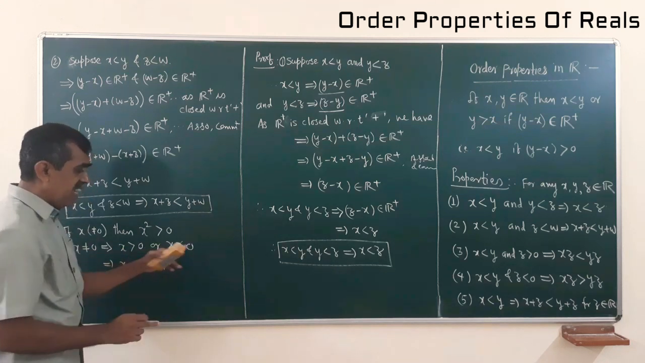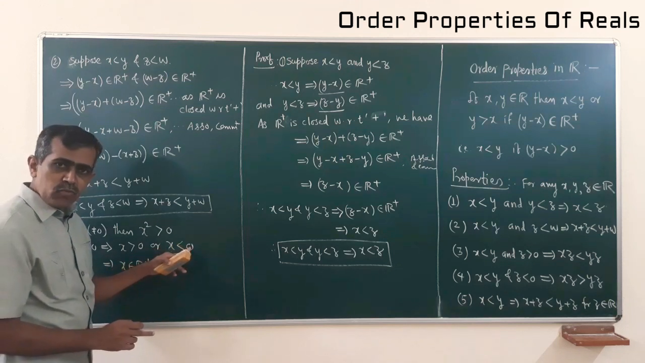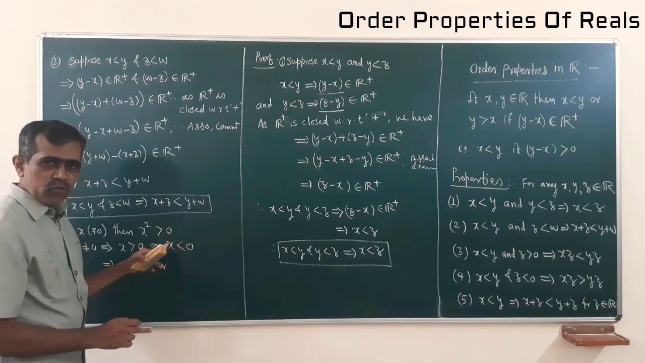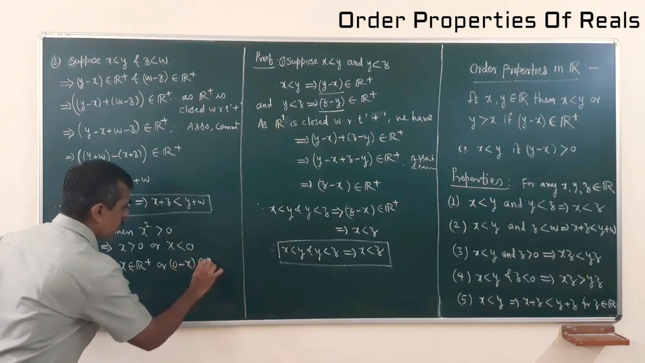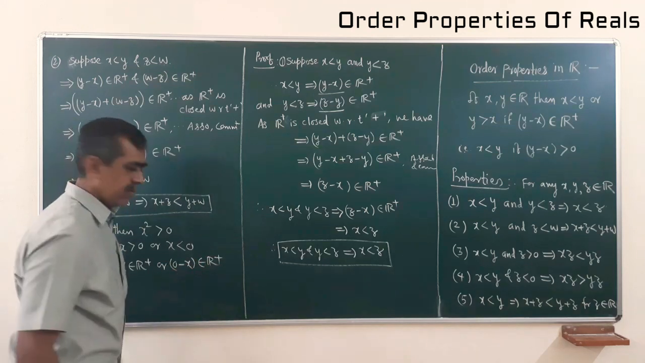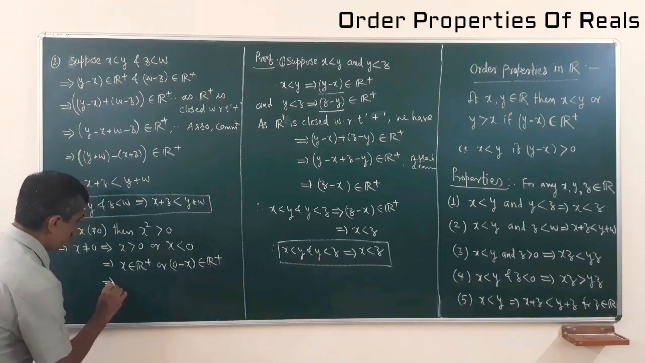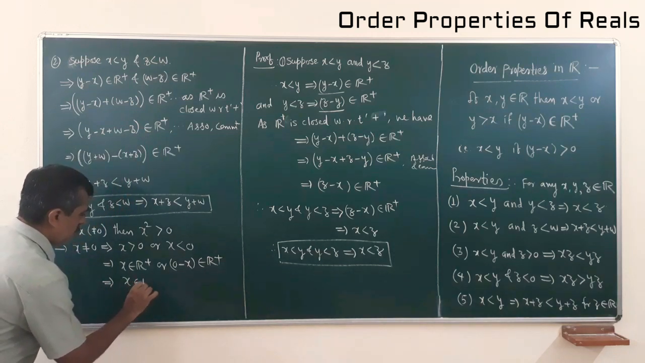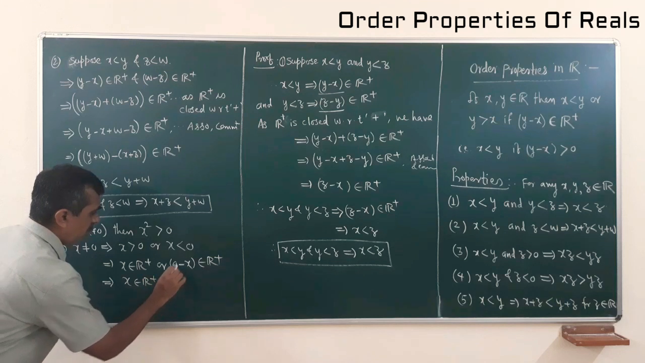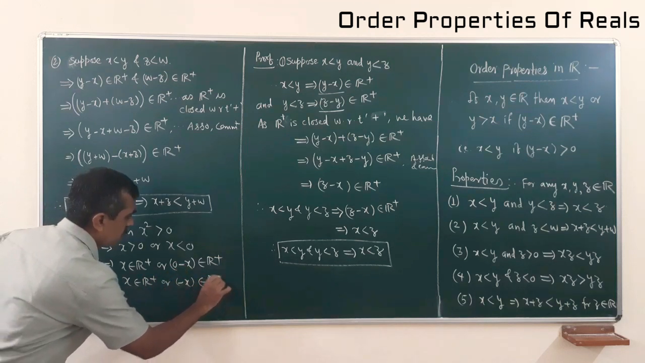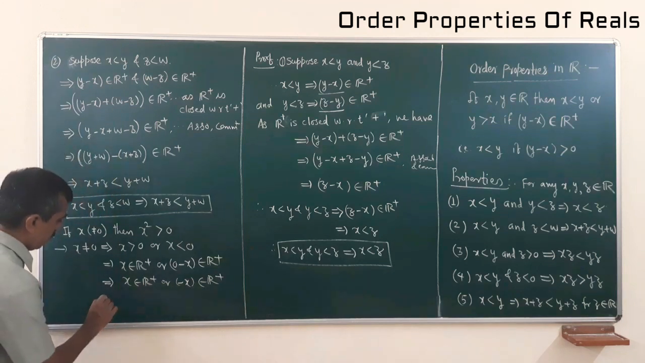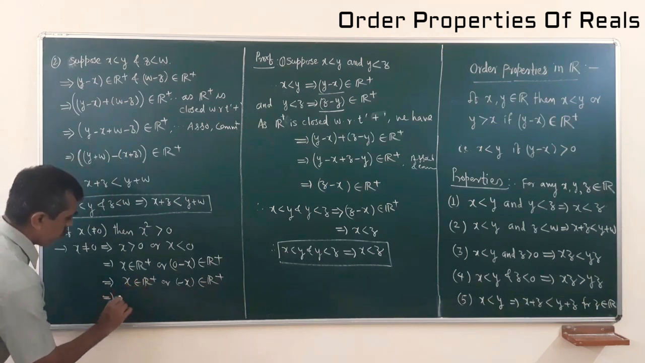Now, see, this is A less than B. A less than B means B minus A belongs to R plus. So, 0 minus x belongs to R plus. So, what does this imply? x belongs to R plus, or I will write this as minus x belongs to R plus.